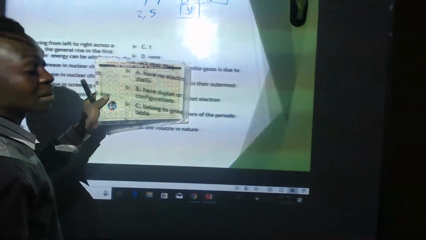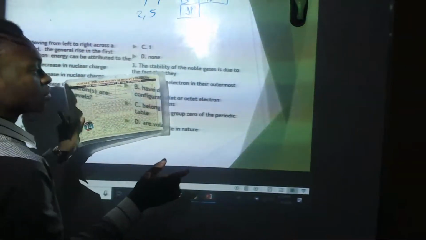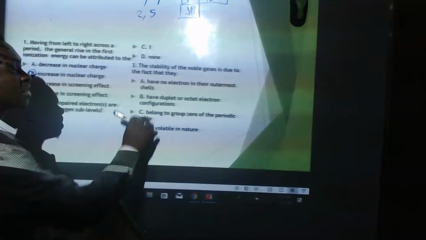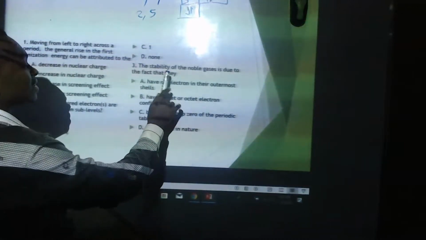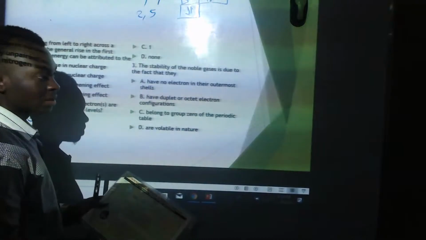Now, they say the stability of the noble gases is due to the fact that they, remember when I was talking of noble gases? Noble gases are also known as group 8. They can be called noble gas, inert gas, or rare gases. Remember I was telling you that it's because of their octet structure. Anyway, let's look at the question. They say the stability of the noble gases is due to the fact that they have no electrons in their atomic shell. That's a lie.